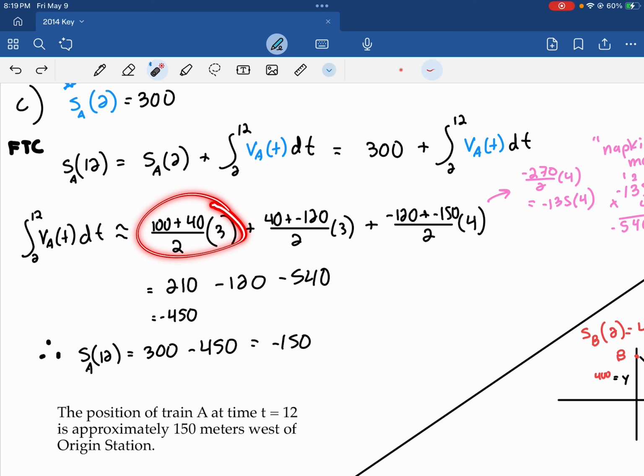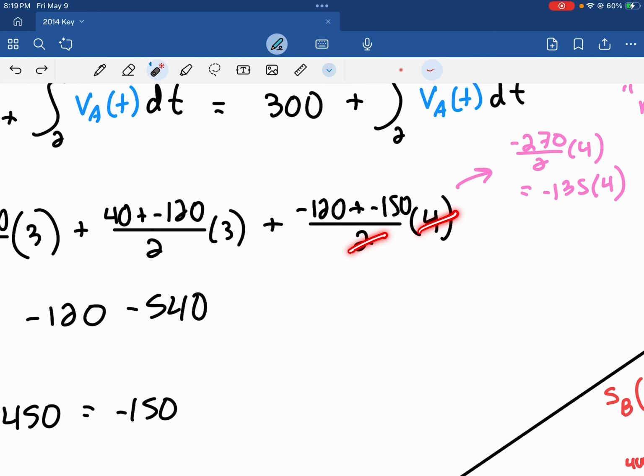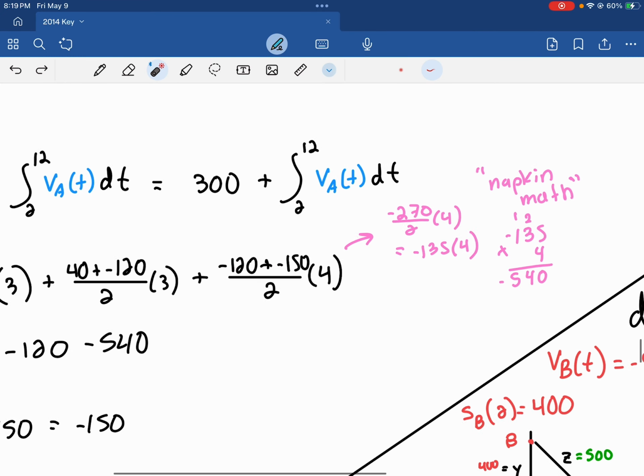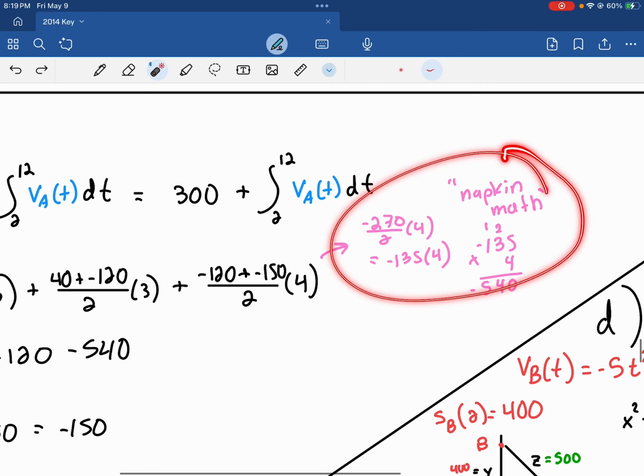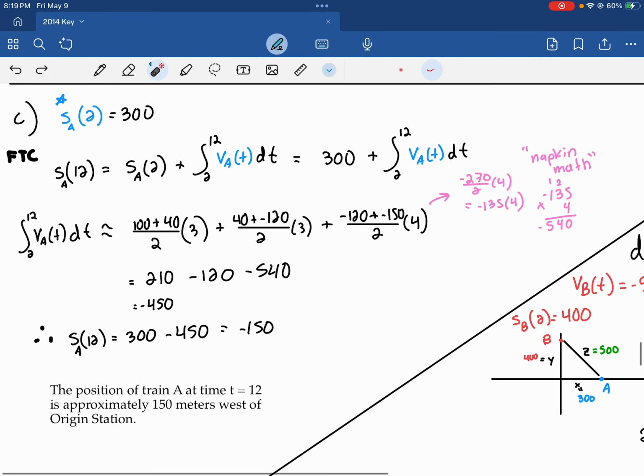I think this is one where I got 140, cut it in half to get 70, times 3 was 210, no problem. 40 plus negative 120 is going to get me negative 80, divided by 2 is negative 40, times 3 is negative 120, no problem. You could run into issues depending on how you simplify this. In fact, I probably could have canceled these and just multiplied this by 2, but I did a little bit of napkin math over here to do that. That could show up for negative 540. It simplifies to negative 450.